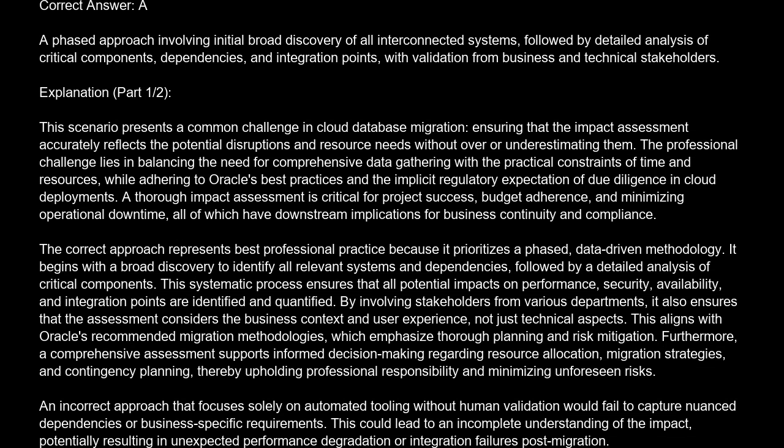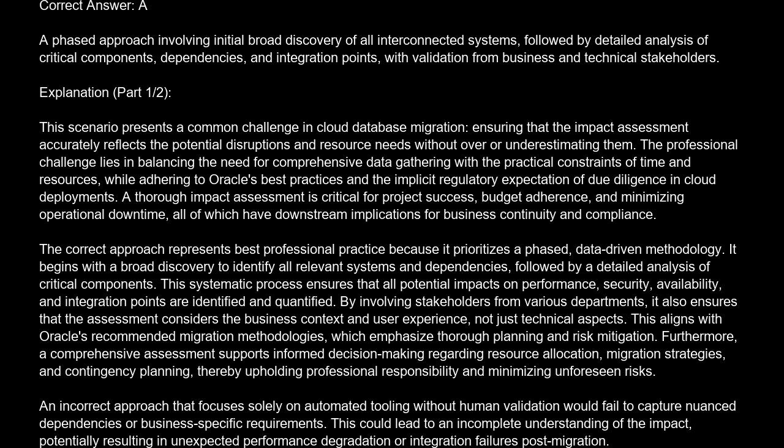The correct answer is A. A phased approach involving initial broad discovery of all interconnected systems, followed by detailed analysis of critical components, dependencies, and integration points, with validation from business and technical stakeholders.